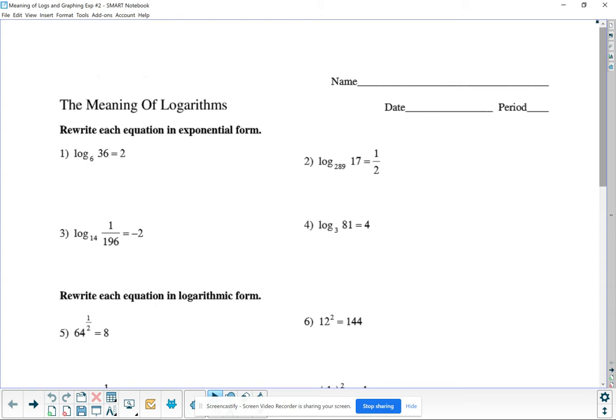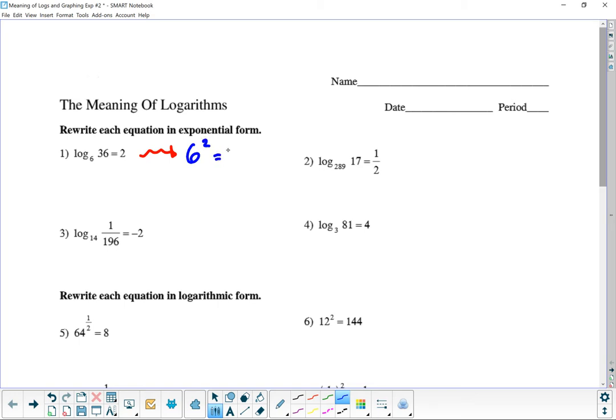So starting off, rewrite each equation in exponential form. You remember from the lessons, log base 6 is going to be exponential base 6 as well. So that's going to turn into an exponential base of 6 to the second power equals 36. And that's your exponential form. So log to exponential, that's how it's going to work.